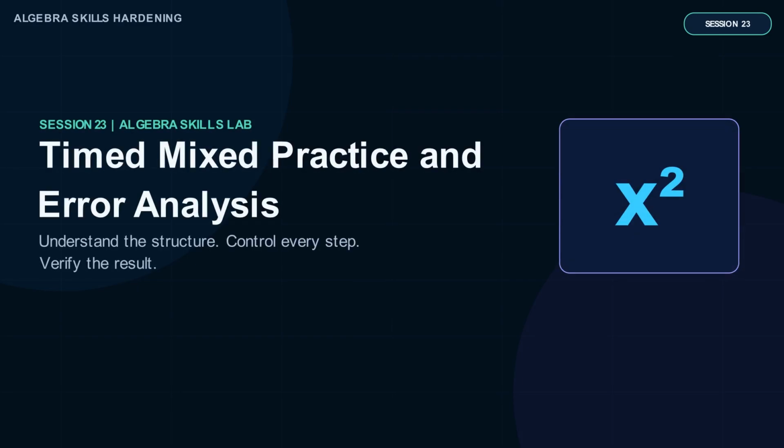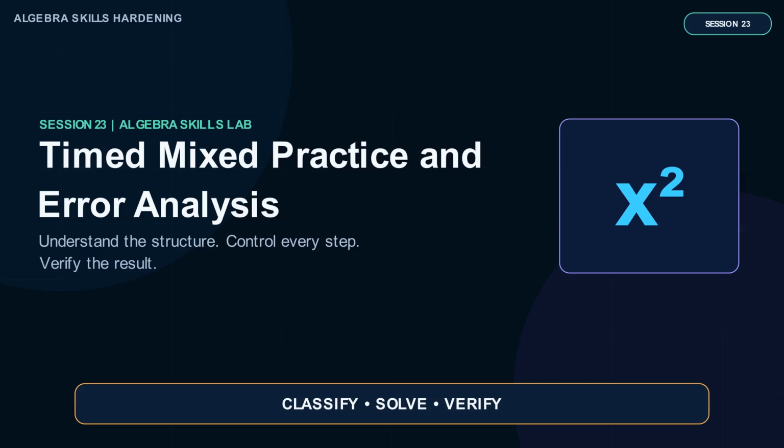Welcome to Session 23, Timed Mixed Practice and Error Analysis. This lesson strengthens algebra that remains reliable when the numbers or representations become unfamiliar. You will learn to use a three-pass strategy on mixed timed work, to locate the first invalid step in an incorrect solution, and to choose a targeted check based on the problem's risk profile.